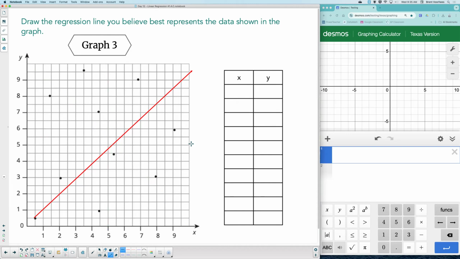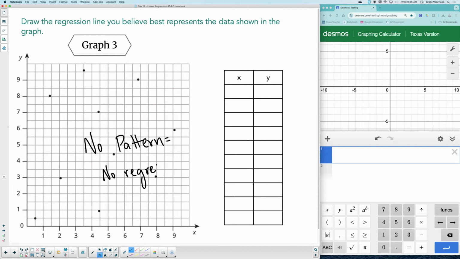Is there any pattern at all to these dots? No, this one has no pattern. So this one, you could have drawn a line, that's fine. But this one, there is no pattern. And so we would have no regression. No pattern, no regression on this one. No pattern equals no regression.